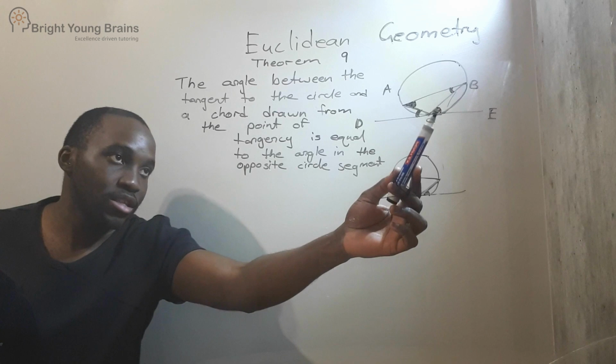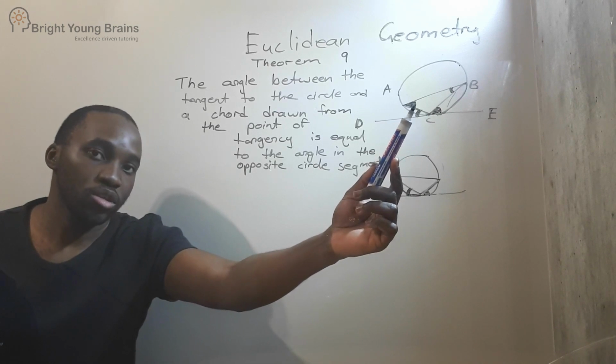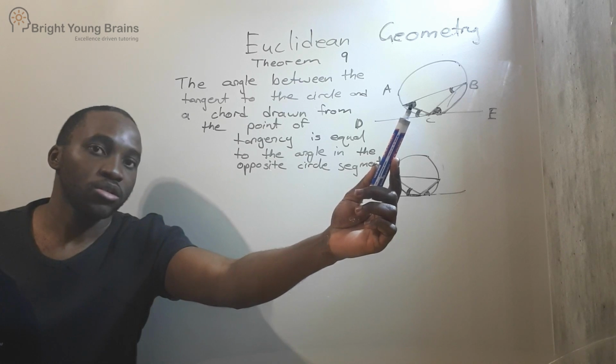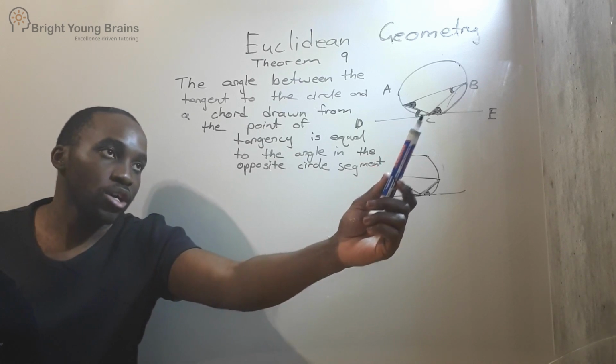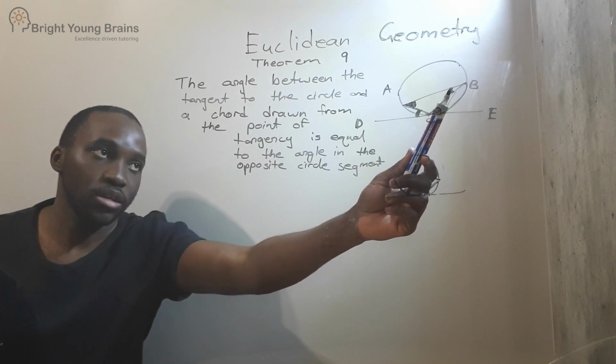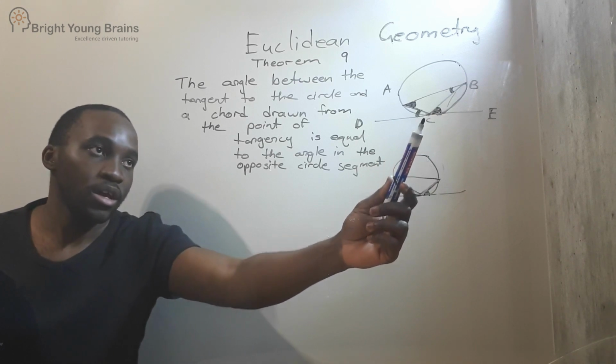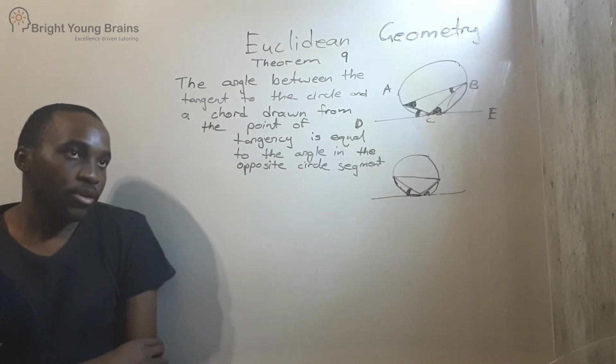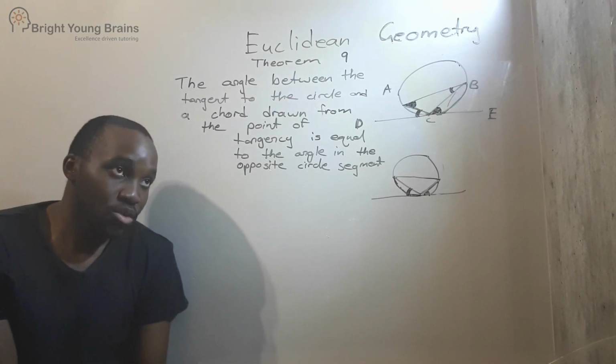So we stated that this angle here will need to be equal to this angle here, which is in the opposite circle segment, and then this angle here will need to be equal to that angle there, because that's the one that is in the opposite circle segment relative to this particular angle. So that's the tan-chord theorem in words.